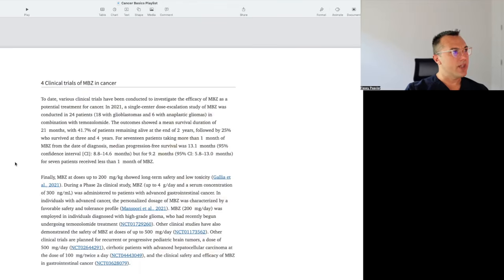Clinical trials of mebendazole in cancer. To date, various clinical trials have been conducted to investigate the efficacy of mebendazole as a potential treatment for cancer.